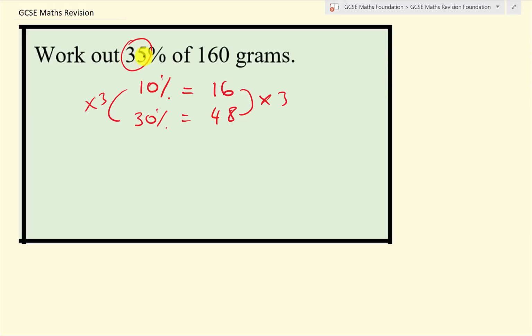Now we need 5 more percent because I've got 30, and we need to get to 35%, so I can halve the 10% answer to get 5%, so that means I have to halve 16, which is 8. Need to add these two together, which is 35%. And 48 add 8, 8 add 8 is 16, carry the 1, 4 add 1 is 5. 56 grams is my answer.